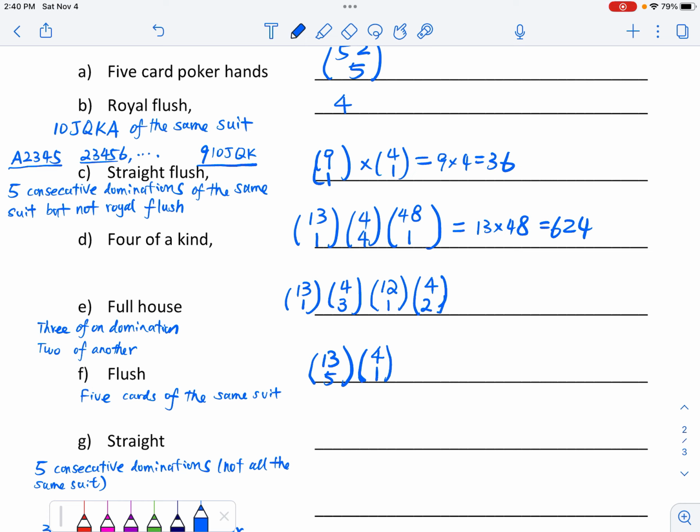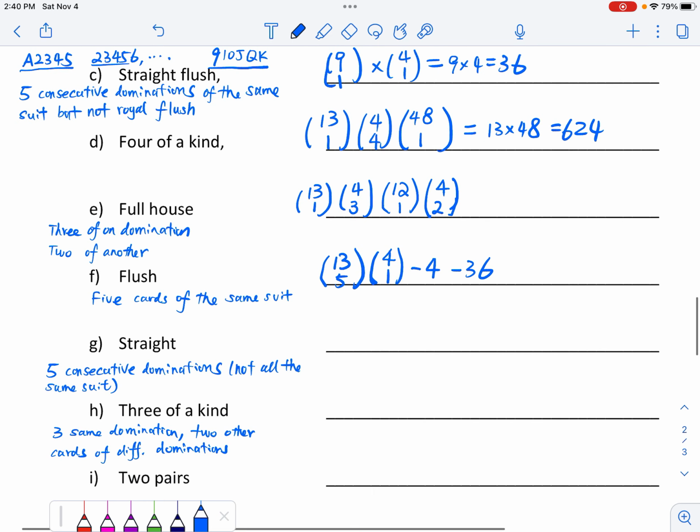However, we just mentioned that we have to exclude the royal flush, which is 4, so we are going to minus 4. And we also have to exclude straight flush, so minus 36. So that will give us the correct count for the flush.